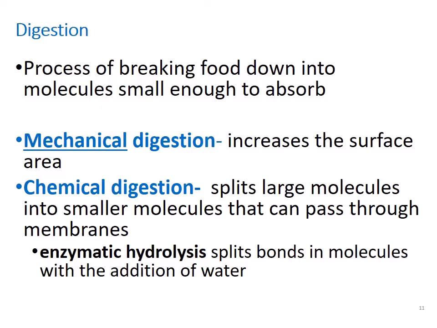So digestion is basically breaking larger food particles into smaller food particles. Mechanical digestion is just going to increase the surface area. It's not chemically changed. So like chewing would be an example of mechanical digestion, where you take your sandwich and chomp it up into smaller sandwich pieces. And then chemical digestion is going to split the large molecules from your sandwich into smaller molecules that can actually pass through your cell membranes.